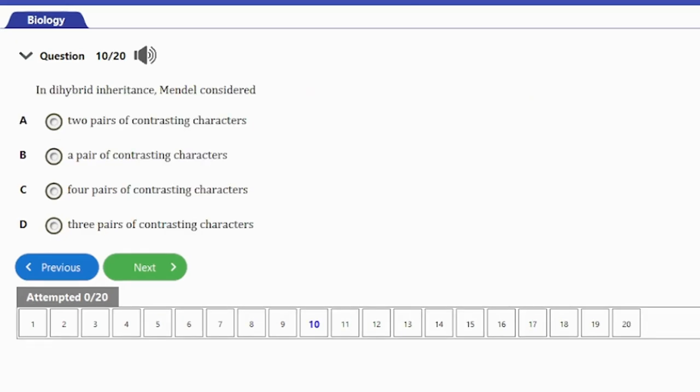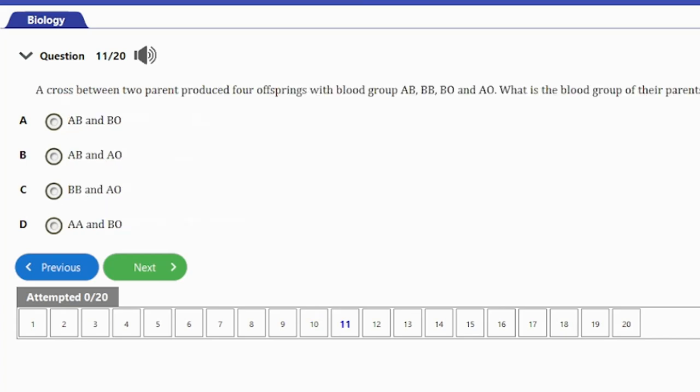Consider the next question. Question number 10 here. It says, in the hybrid inheritance, Mendel considered A, 2 pairs of contrasting characters, B, a pair of contrasting characters, C, 4 pairs of contrasting characters, D, 3 pairs of contrasting characters. So guys, the answer to this question is option A. In the hybrid inheritance, Mendel actually considered 2 pairs of contrasting characters. And that's it for that question. Let's consider the next question.